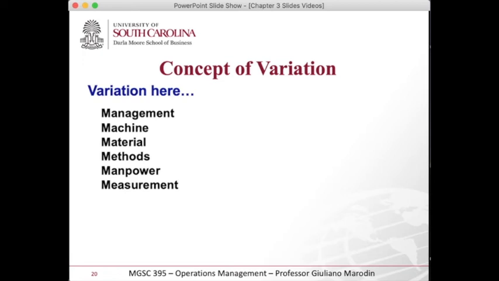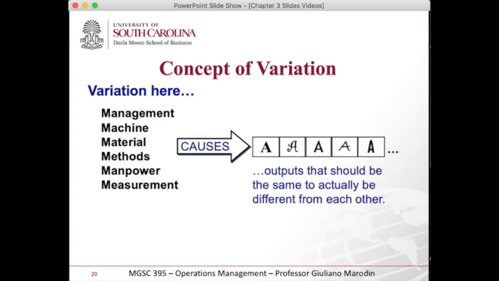So all those things, machine, methods, manpower. Depending on the day of the week, maybe you're going to do a better job. Sometimes you're more motivated, you're going to do a better job. Less motivated, more coffee, less coffee. A million things can impact your output, right? And that's the first very important concept of quality. There's going to be variation, okay? And variation will impact the output, what you produce.